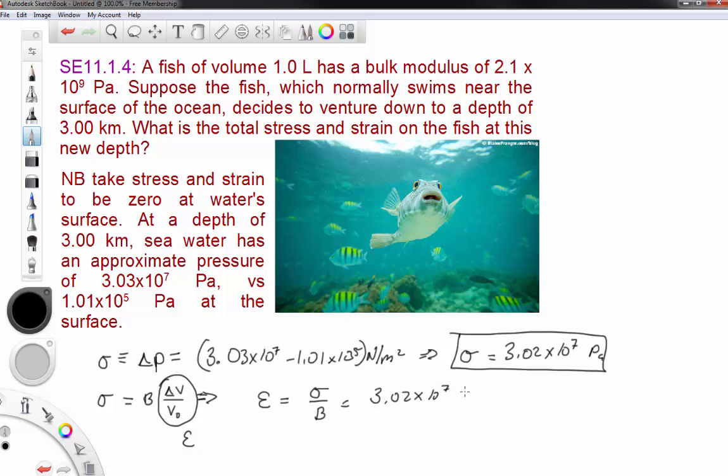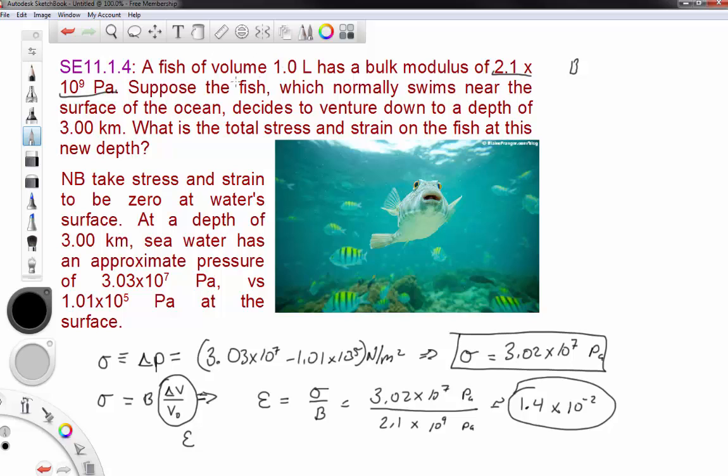So that's going to be 3.02 times 10 to the 7 pascals divided by the bulk modulus, which is given up here, 2.1 times 10 to the 9 pascals. And that gives us a total strain of approximately 1.44 times 10 to the minus 2, or rounding off to two significant figures, 1.4 times 10 to the minus 2. So that right there is the value of the strain.